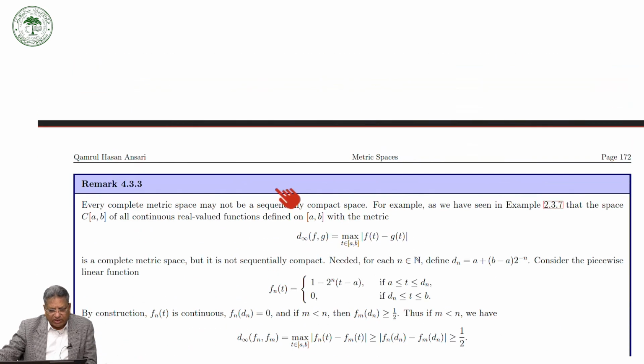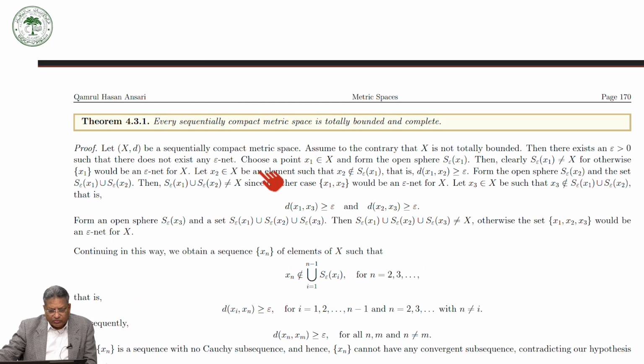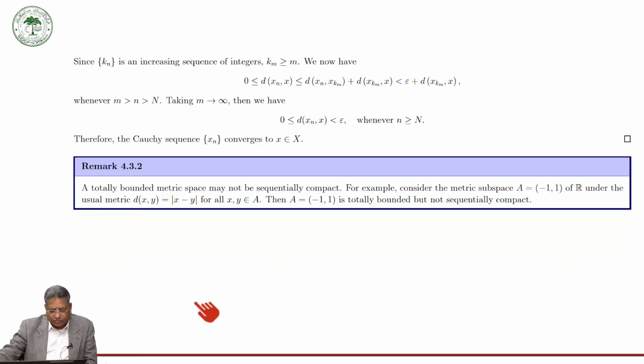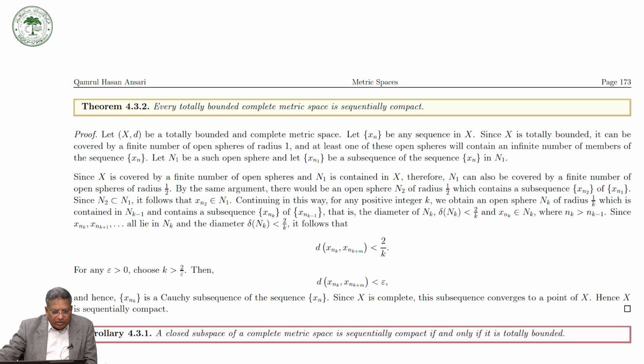But the converse, you keep in mind: a sequentially compact metric space is totally bounded and complete. Both of these together imply compactness, but not only one. So keep this in mind, and with these results, we will do our MCQ.